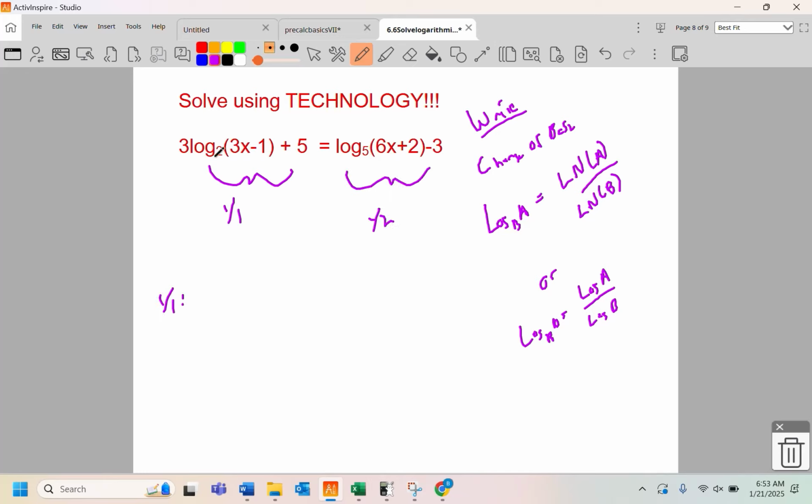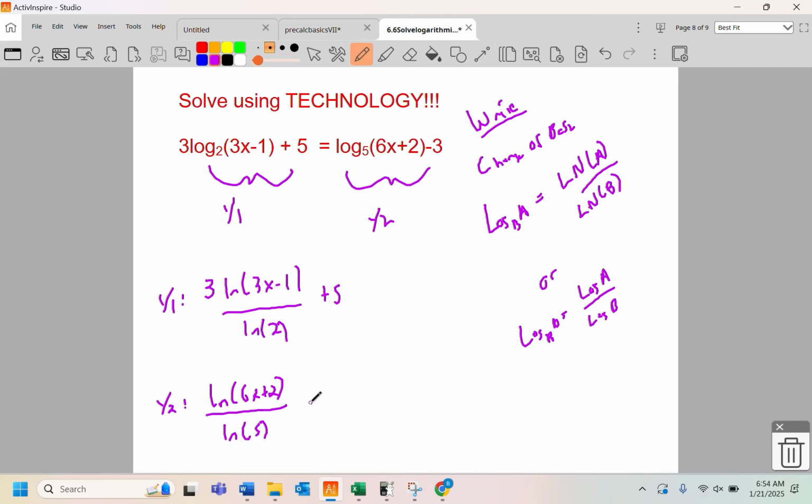And here's how I'm going to put this into y1. I'm going to put a 3 because there's a 3, ln (3x minus 1), because what's high stays high, all over ln of 2, and then plus 5. 5 is not inside a logarithm. It doesn't need to be converted. Into y2, I'm going to type ln (6x plus 2). It's sitting over the natural log of 5. And then minus 3.